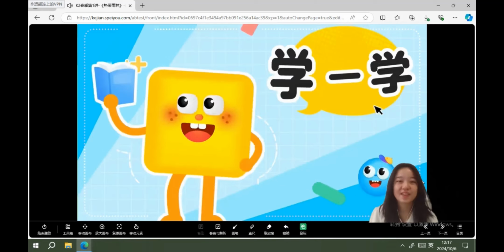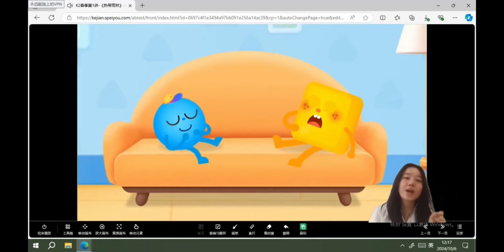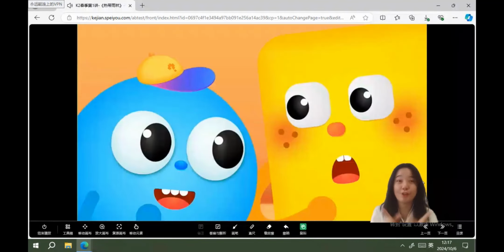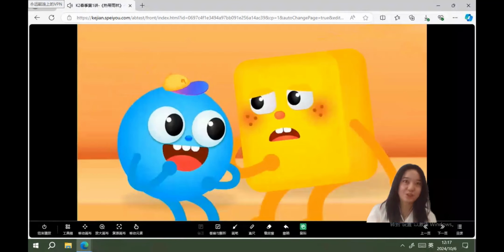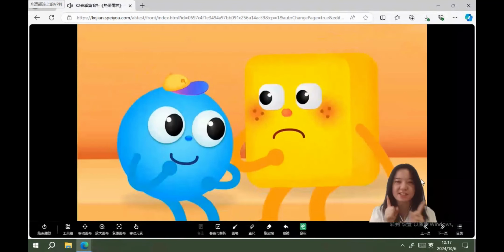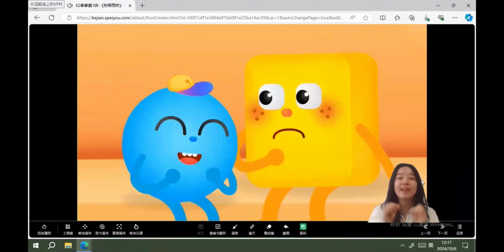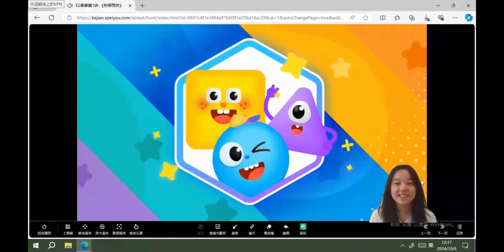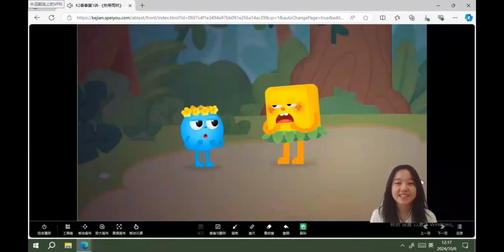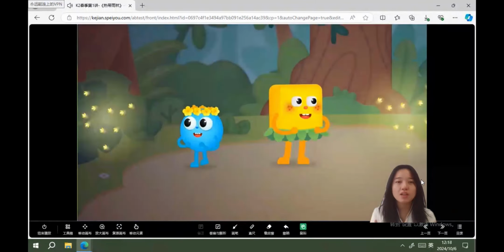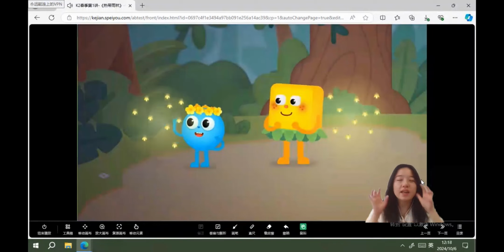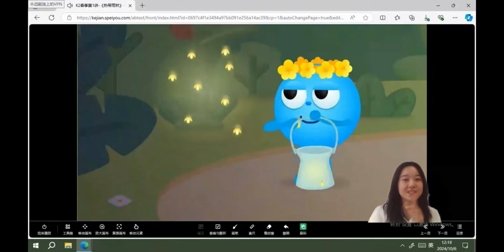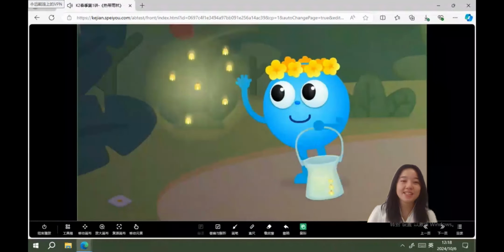As you can see, Glue Glue and Square find recently a little bit boring. So they decided to go to a really interesting place, which is just a rainforest. Let's go! Oh my gosh, it's so dark around, but some glowworms come. So they decide to catch some glowworms to make a lantern.